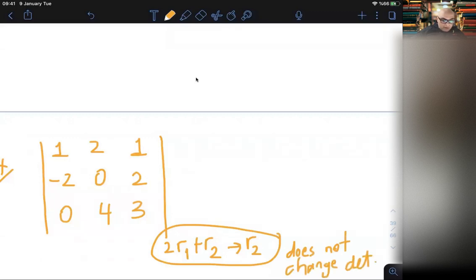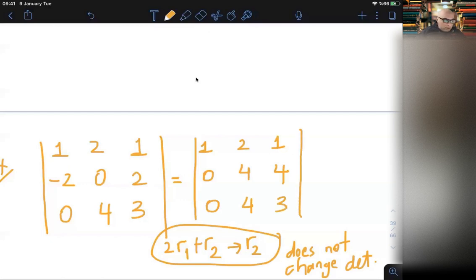Okay, so we talked about three row operations and we have seen their effect on the determinant. This was an operation which does not change the determinant, okay? So I can write this new determinant and they will be the same. So this is 1, 2, 1. Now this is 0. If I multiply this by 2, I get 4 here, and I get also 4 here, right? And this becomes 0, 4, and 3.